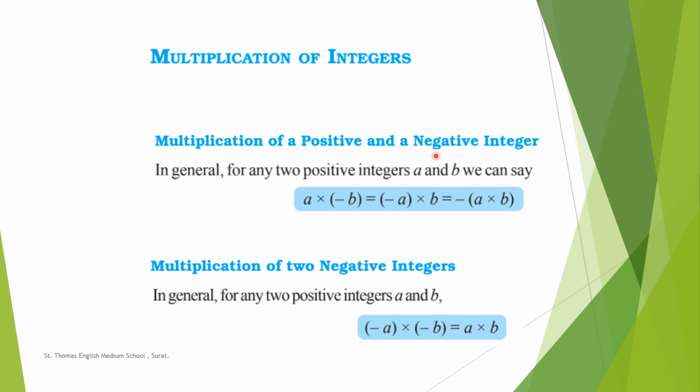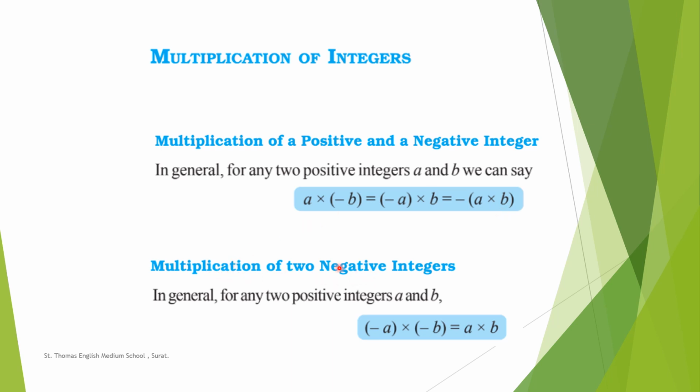Multiplication of a positive and negative integer. That means one positive integer and one negative integer. How to multiply a positive integer and a negative integer. In general, for any two positive integers a and b, we can say a multiplied by minus b is equal to minus a multiplied by b, which is equal to minus a multiplied by b. So, when a number is positive and the next integer is negative, what you have to do? Put the minus sign outside, then multiply as usual a into b. So put the multiplication sign outside, a into b. It's clear?